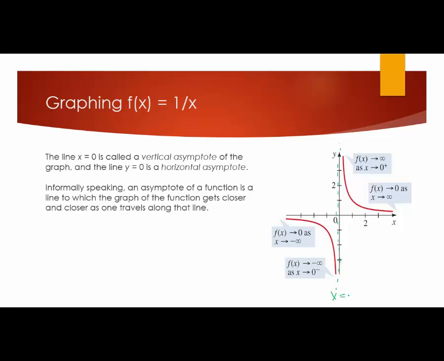Here's the line x equals 0, vertical line. This line x equals 0 is called a vertical asymptote of the graph. The line y equals 0, which is this horizontal line that in this case is just our x-axis, is called a horizontal asymptote. Informally speaking, an asymptote of a function is a line to which the graph of the function gets closer and closer as one travels along that line.